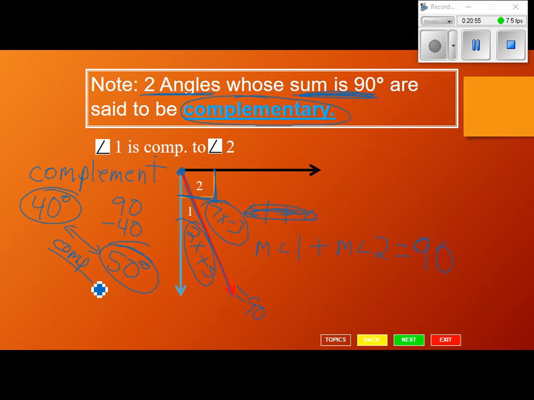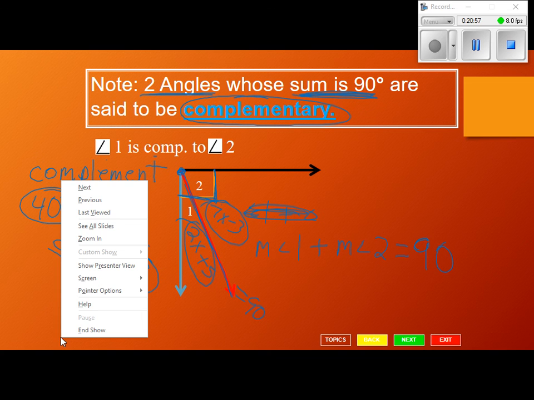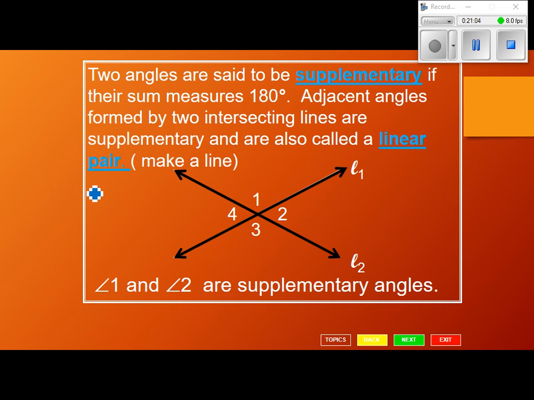That's complementary angles. The next one, supplementary angles. Instead of two angles adding up to 90 like on this page, supplementary angles are two angles that add up to 180. We use supplementary a little more than we use complementary. So supplementary angles: two angles, just two, not three, not four, just two angles that add up to 180.